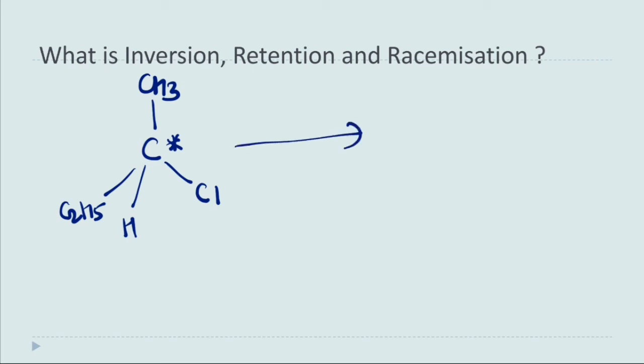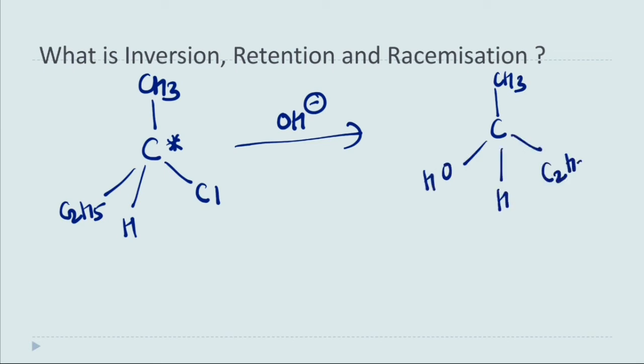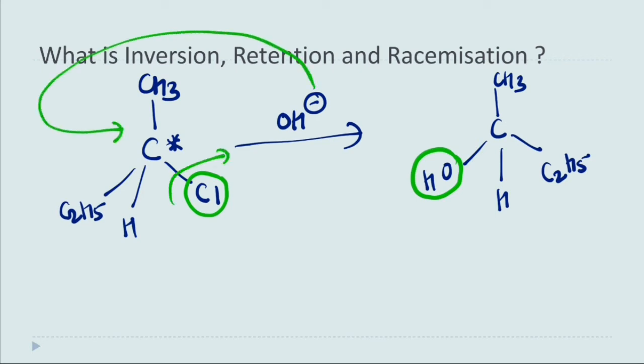Now suppose after the reaction, we have nucleophile OH negative, and we get a product like this. Here you can see that the OH is attached from the reverse side of chlorine. That means it is SN2 mechanism.